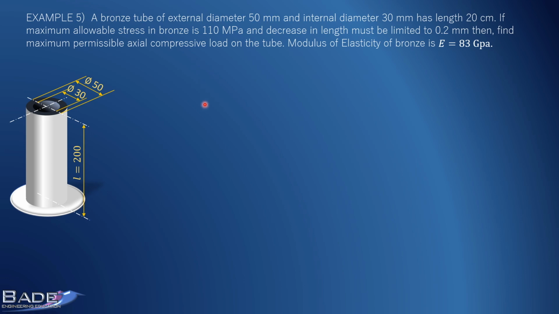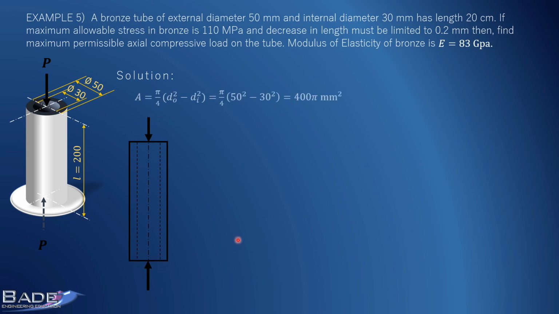Now let's continue. First, to find safe load, we are going to use safe stress. We should find first cross-sectional area. So this is how that tube is. Applied load P, there will be reaction from floor and it is in compression. This is two-dimensional diagram of the tube. It is compressive load acting on the tube. Cross-sectional area, pi by 4, outer diameter squared minus inner diameter squared. Young's modulus, 0.83 into 10 raised to 5 Newton per millimeter square.